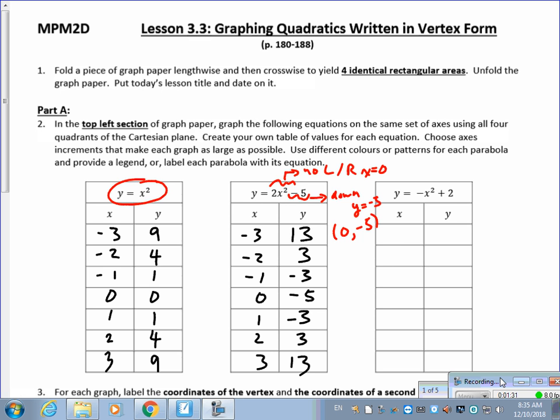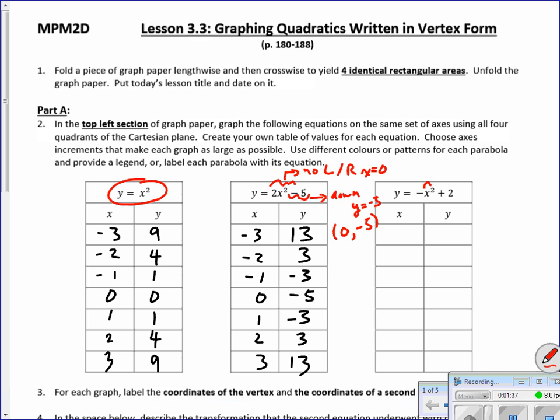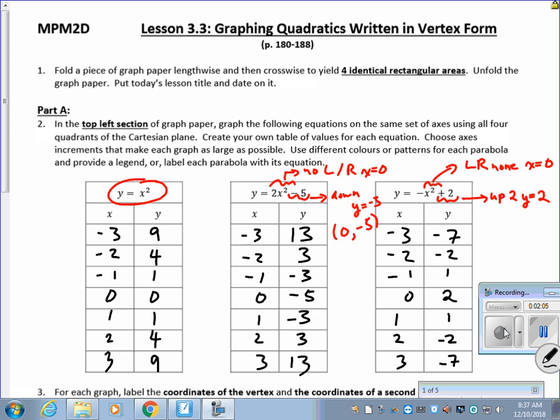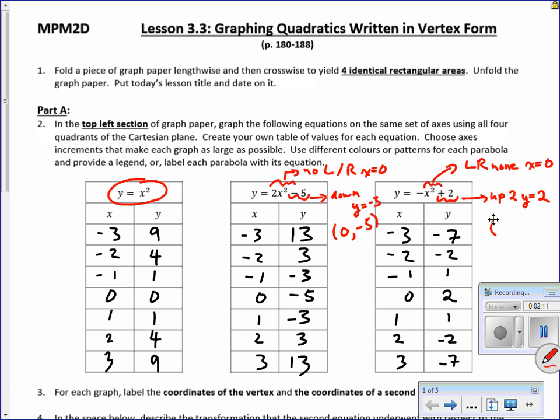This graph, based on the x component, if we're just looking at its left-right translations, there is no indication of a left-right movement, so for our x-axis, there's none. So our x value for our vertex is 0. For this one here, for plus 2, this means our up-down is going to be up 2, which means that our y value for our vertex is 2. And so for this last chart, we end up with our vertex being, we think, (0, 2).